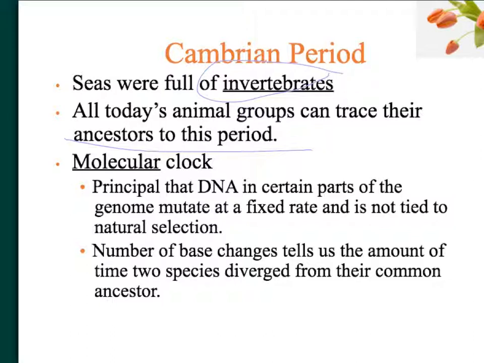We've talked about the molecular clock before. Again, that's that principle that DNA in certain parts of the genome mutate at a fixed rate. It's not tied to natural selection. So by looking at the number of base changes, it can tell us the amount of time that 2 species have diverged from a common ancestor. So we can look at this information when looking at phylogeny and what kind of order we should put our cladograms in.